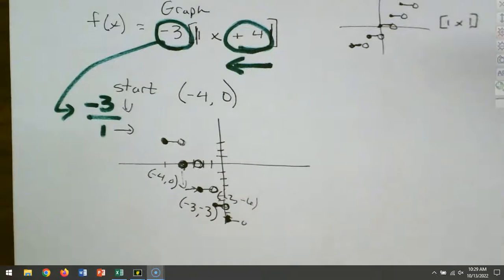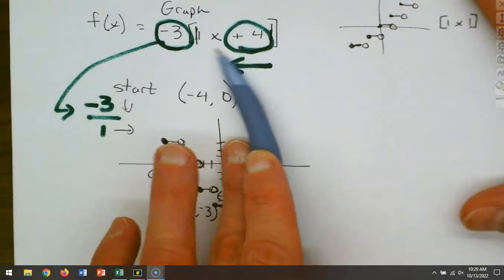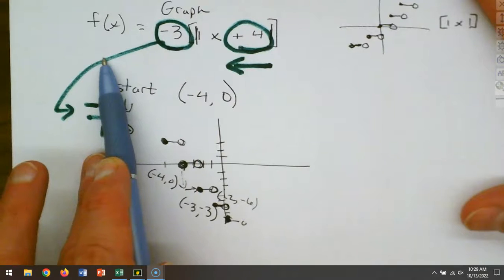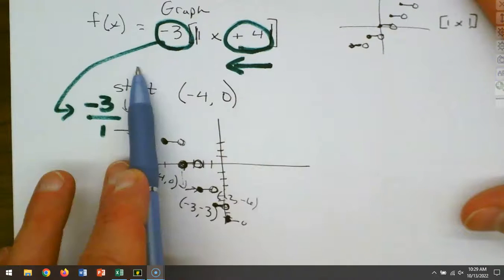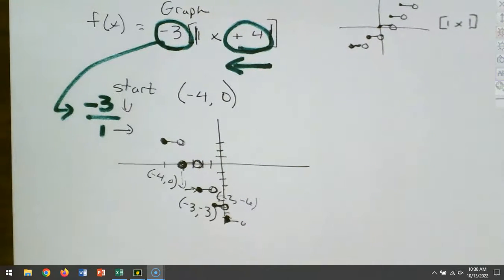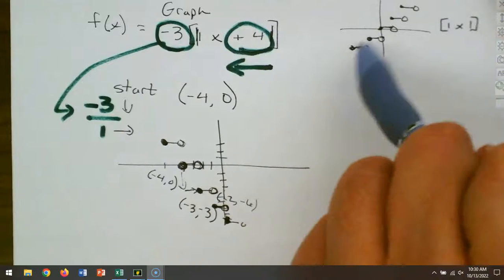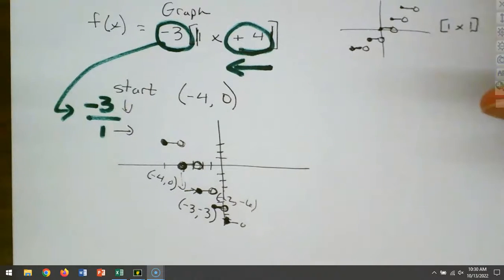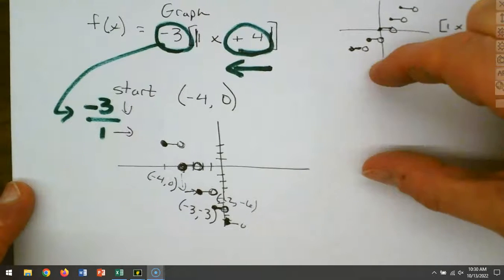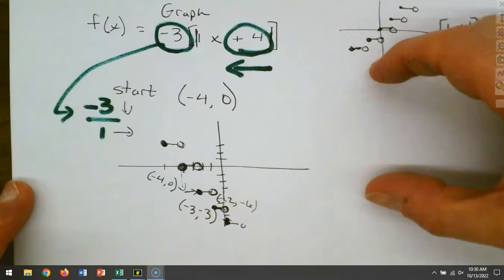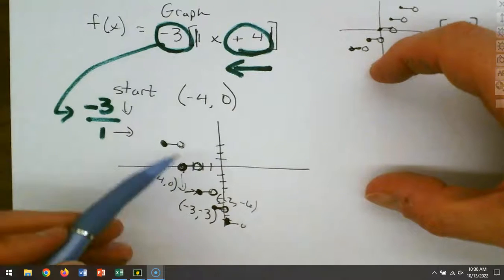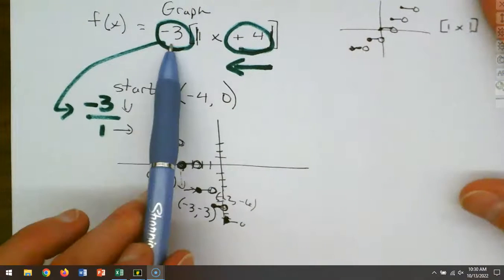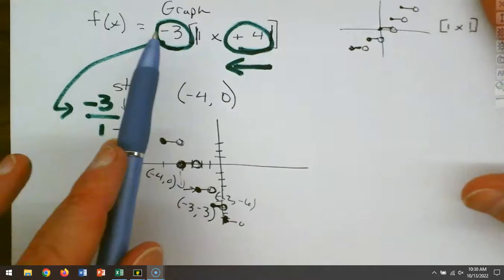So let's talk about what happened to the graph. We moved the graph, what? 4 units to the left, didn't we? Right? Because it was positive. So we moved it back 4 units. What else did we do? Instead of going up from left to right, this one's going down from left to right. What else did we do? Instead of it being 1 unit tall, now it's 3 units tall. And it's going down instead of going up. Because that represents like your slope. It's not your slope, but it's close enough.